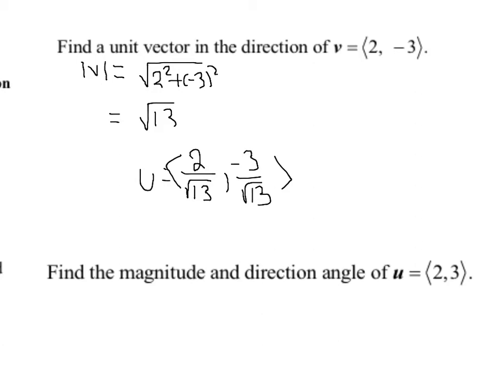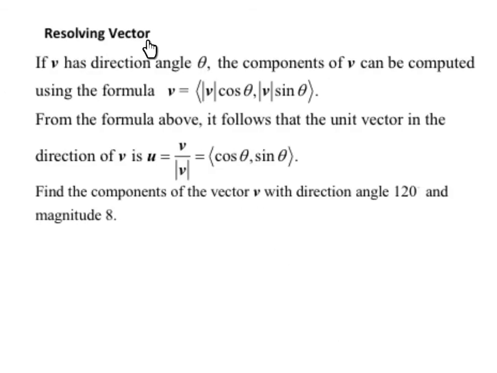So now that we've figured out magnitude and unit vectors, now we have to take a look at the direction. So let's take a look at that. Resolving a vector: if V has a direction angle theta, the components of V can be computed using the formula V equals <magnitude times cosine theta, magnitude times sine theta>. From the formula above, it follows that the unit vector in the direction of V is V divided by the magnitude of V, which equals <cosine theta, sine theta>. Okay?